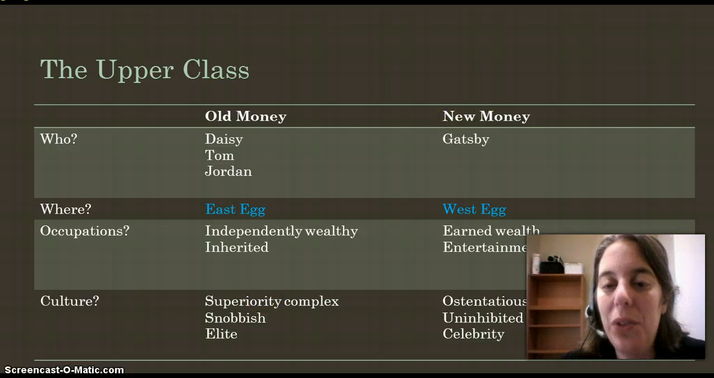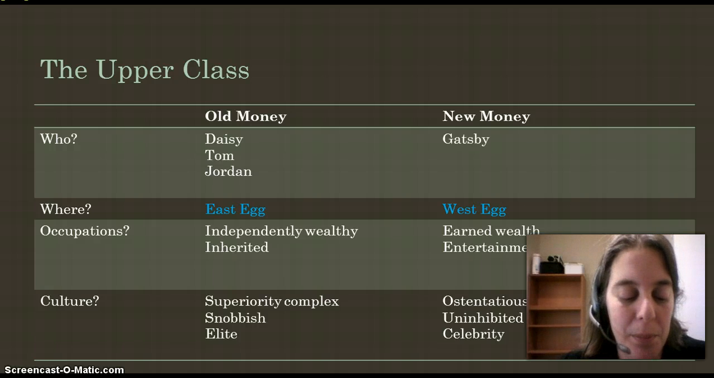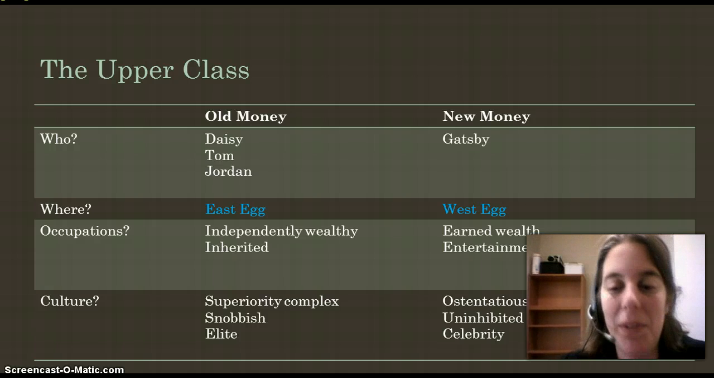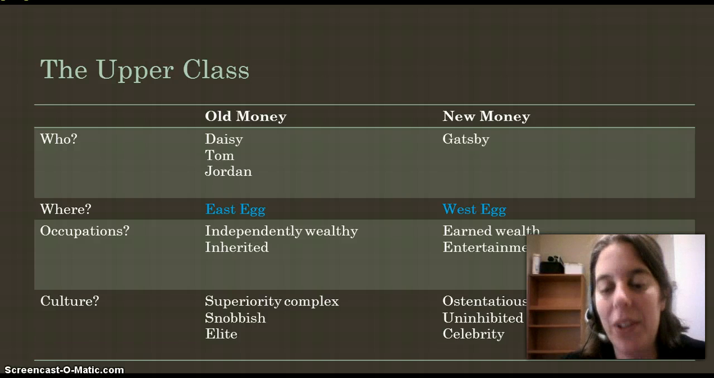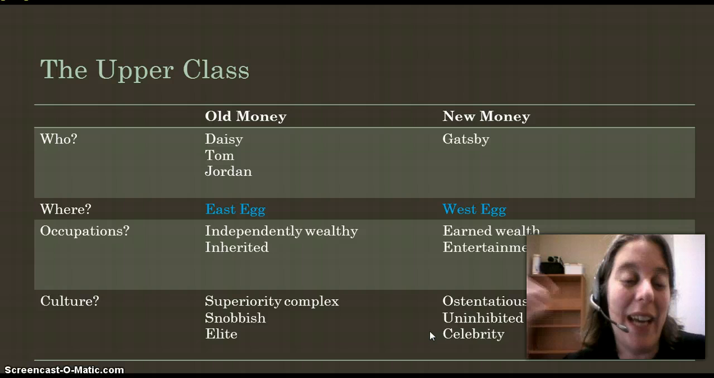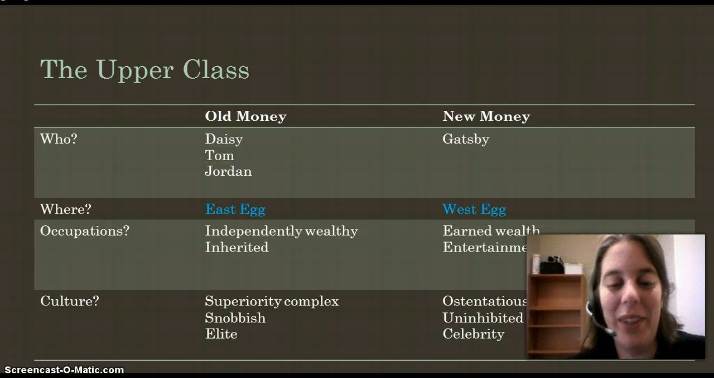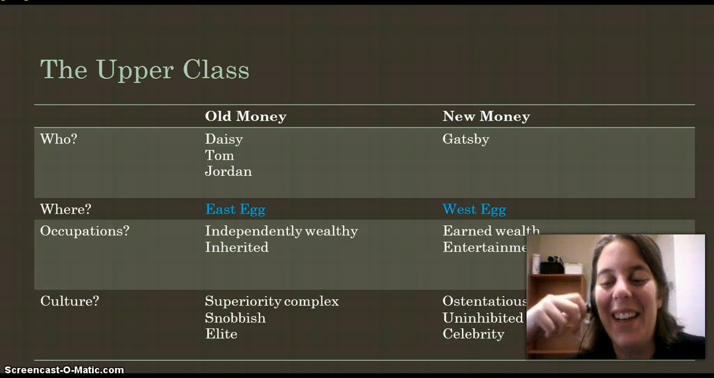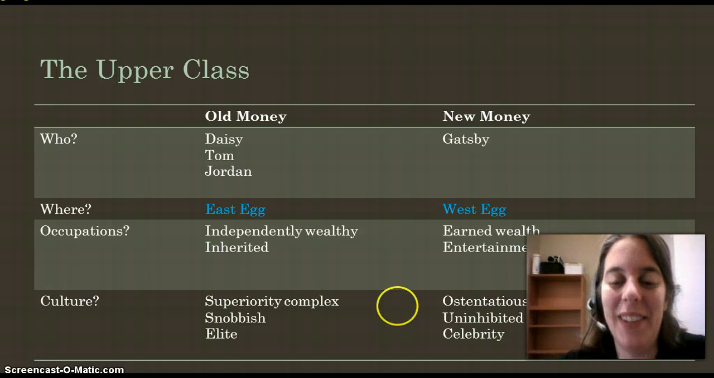Then you have new money, which is where Gatsby falls in, and these people live in the West Egg. These people have recently acquired wealth. They're probably in the entertainment industry, meaning movies. Remember, now talking movies are in, celebrities, music, that kind of thing. And these people seem to just throw their money around because they haven't had it all their life. They don't know what to do with it, so they just bling it out, right? They're uninhibited.